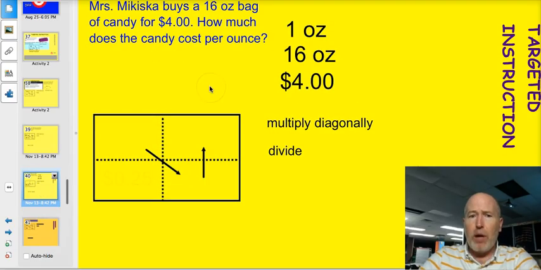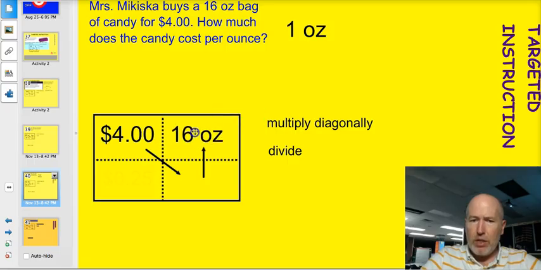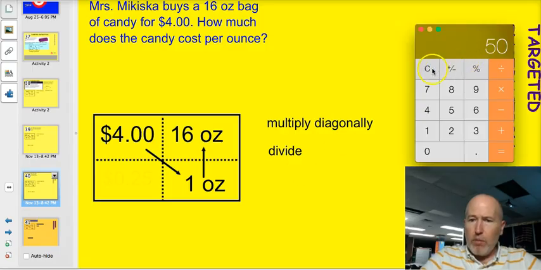All right, here's another problem. Mrs. Makishka buys a 16-ounce bag of candy for $4. How much does the candy cost per ounce? All right, so here's the $4 she paid for 16 ounces. And of course, we want to know what the 1 ounce cost is. So we multiply diagonally, and we will get my calculator here quickly. Multiply that diagonally. We take the 4, which is 4 wholes, or $4.